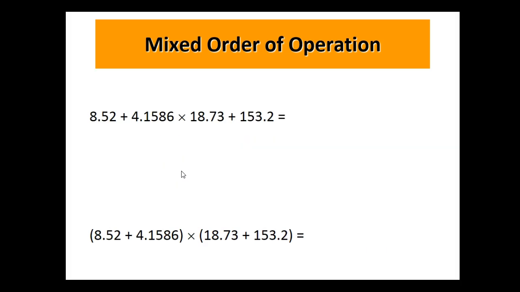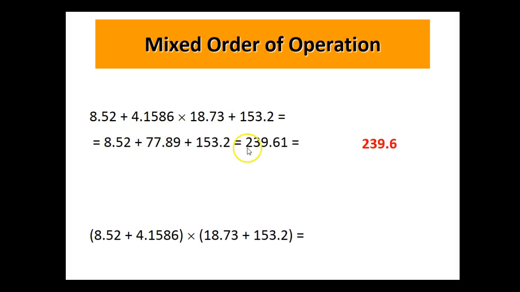Okay, for a mixed order of operations, you need to work out the problem, and then you need to figure out whether you're going to end up with addition, subtraction, or multiplication, division, and use that rule. So this is 8.52 plus 4.1586 times 18.73 plus 153.2. The way we're going to work this out is we're going to multiply 4.1586 times 18.73 and then add up all those values together.